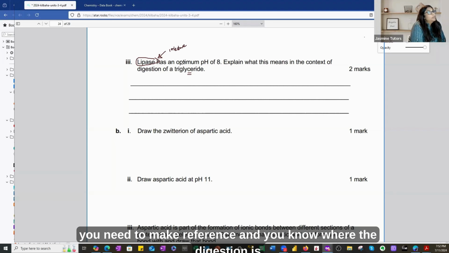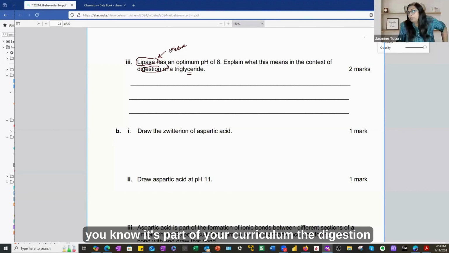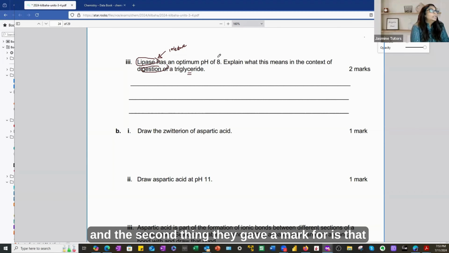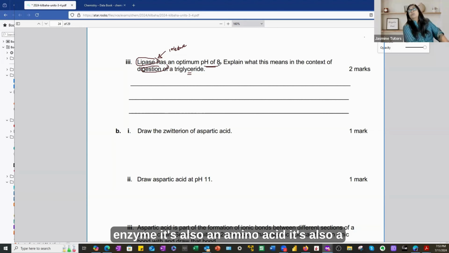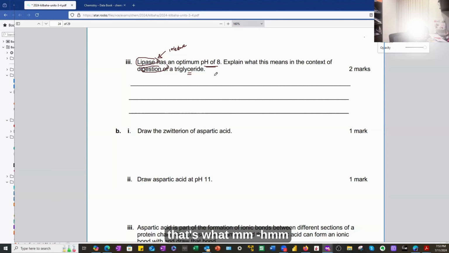So you need to make reference to where the digestion is happening. It's part of your curriculum, the digestion, hydrolysis, all that. And the second thing they gave a mark for is that you must know that it will break the ester bond. Because lipase is an enzyme, it's also a protein, and it will break that ester bond.